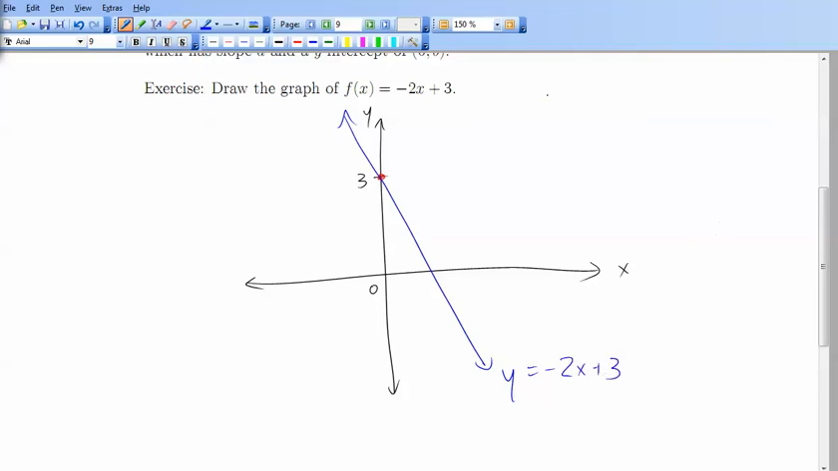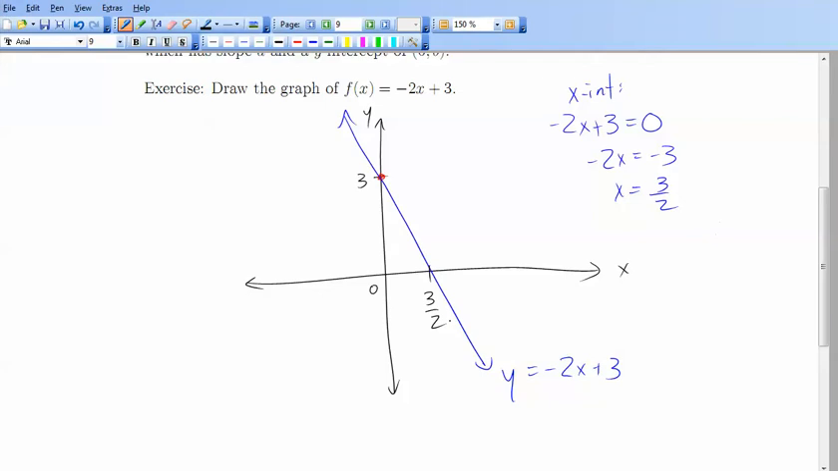If I wanted to, I could find the x-intercept too, just to give me another point on the line, to help the reader see exactly what this line is. And of course, to find an x-intercept, I just take my function and set it equal to 0. So I can easily solve that. And so that's this x-coordinate right here. Okay. Very simple. You've got your slope and your y-intercept.